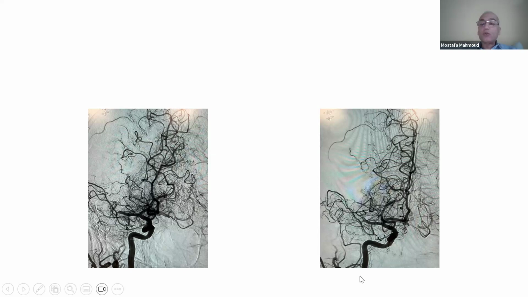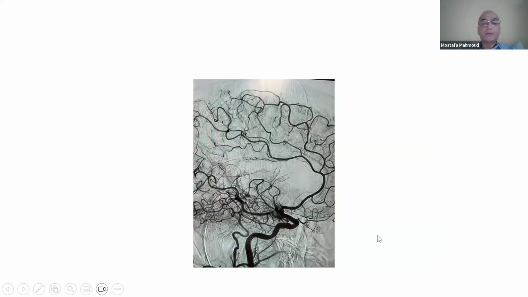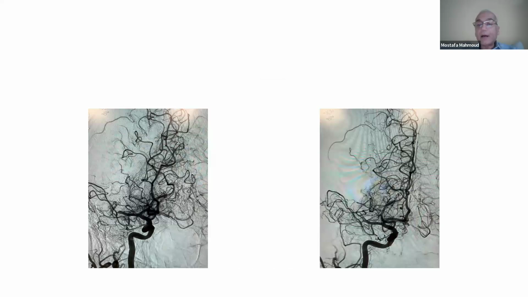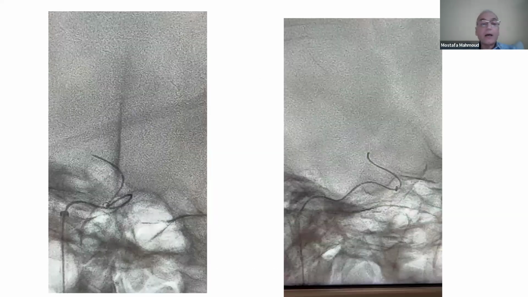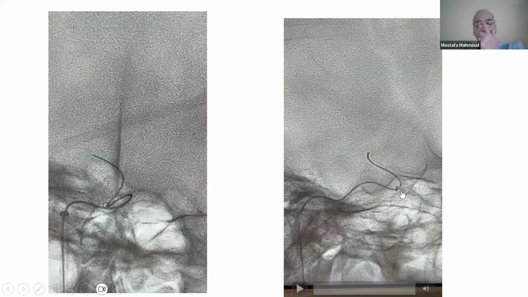Obviously an M1 occlusion, and you can see here our technique, which was published last year in the Journal of Vascular and Interventional Neurology.